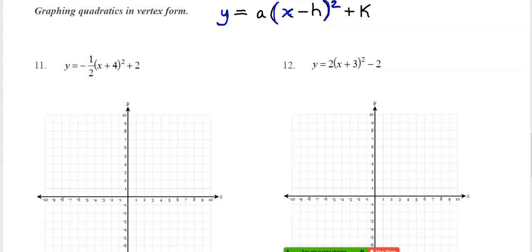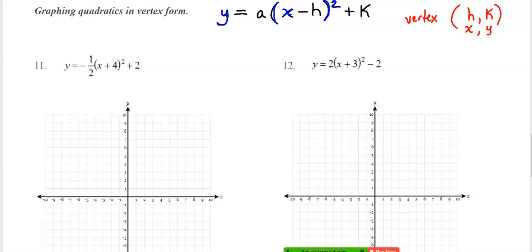Now, why it's called vertex form is because you can just look at a problem and you will know where the vertex is. And the vertex is always going to occur at the point hk. Remember, kind of an xy coordinate on the grid.